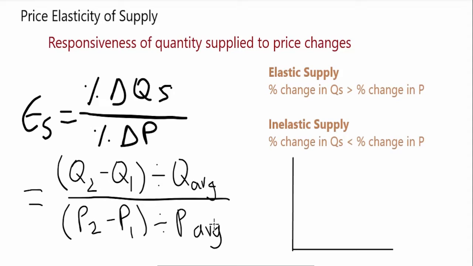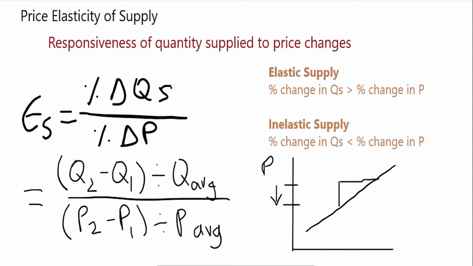So similar to elasticity of demand, supply has elastic and inelastic supply. So elastic supply is when the percent change in quantity supplied is greater than your percent change in price. What does that mean? Well, let's take a look at a graph. So let's say we have our price over here and it changes from here to here. And we had our elastic supply.